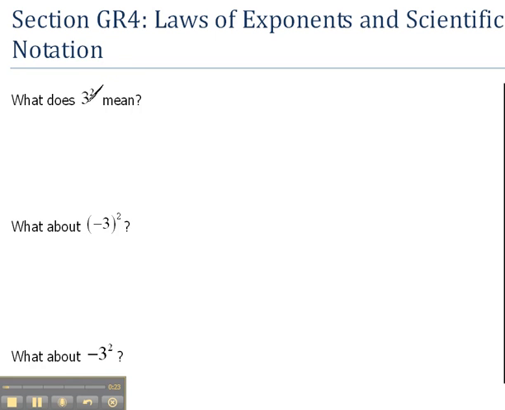This would be read as 3 squared, or 3 to the 2 power. Now, it literally means that we have to take this base, which is 3, and multiply the base to itself this many times. So the power, or the exponent, tells us how many times to multiply the base to itself. So this would literally be 3 times 3, 3 multiplied to itself 2 times, and that answer would, of course, be 9.